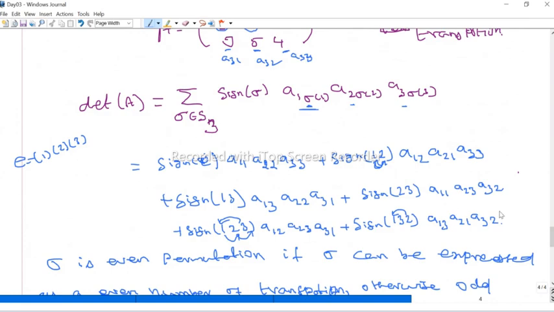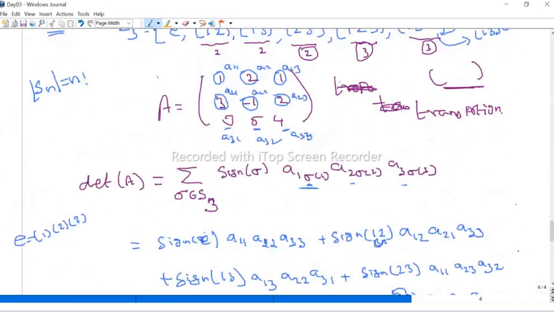Now substitute the values. Sign of identity permutation is 1, therefore this is 1. Therefore 1 into, what is A1 1? Nothing but 1. A2 2 is minus 1, and A3 3 is 4. So look at the diagonal elements, take the product: 1 into minus 1 into 4 is minus 4. Therefore this product is minus 4.